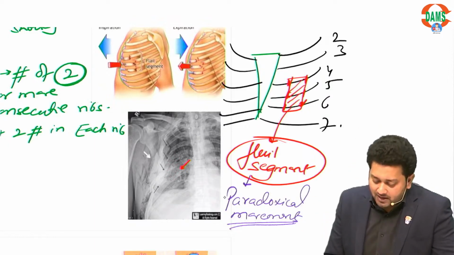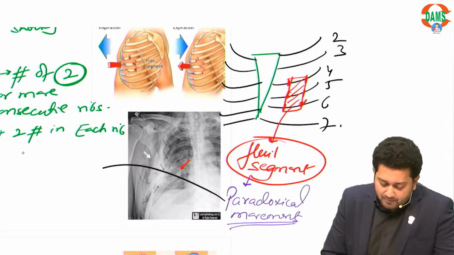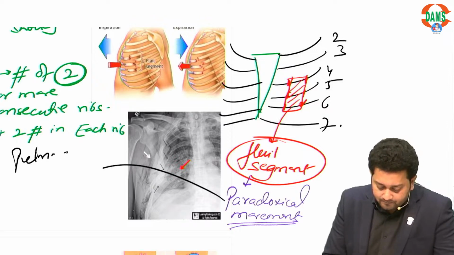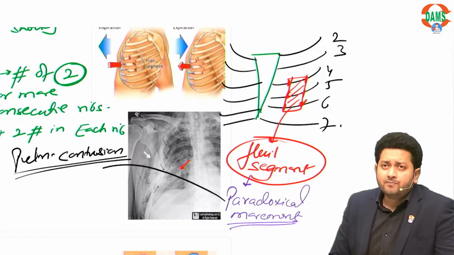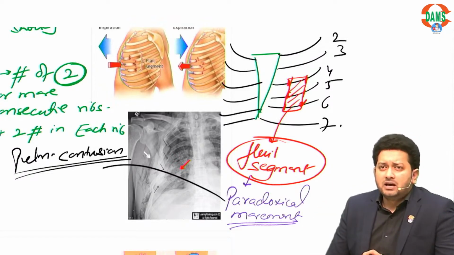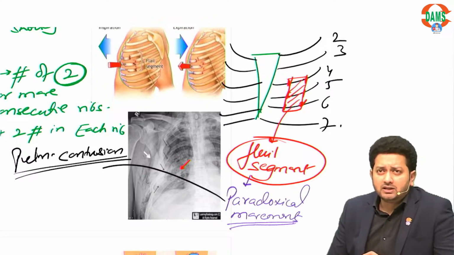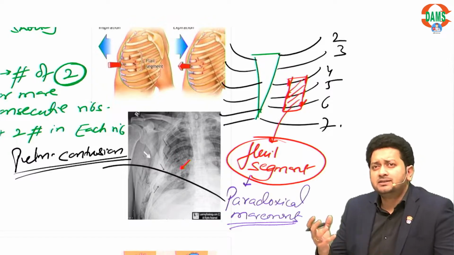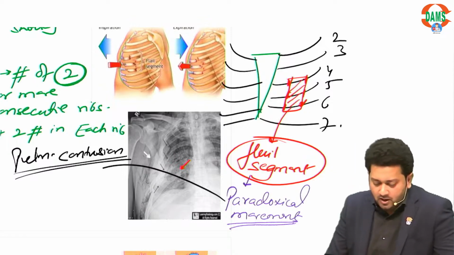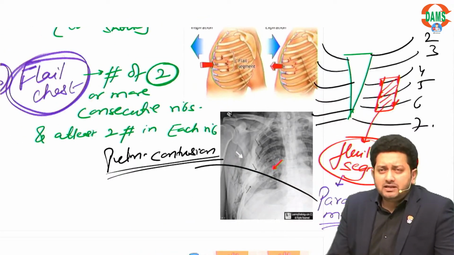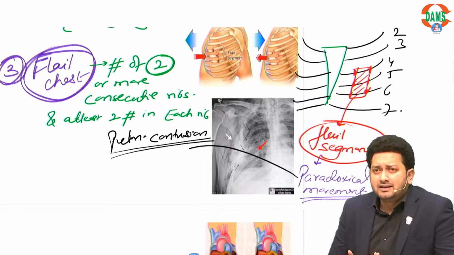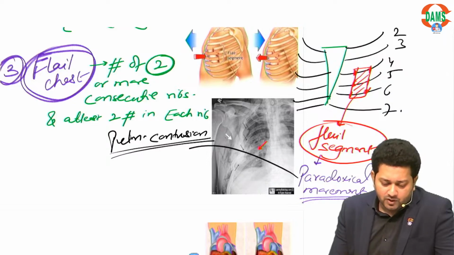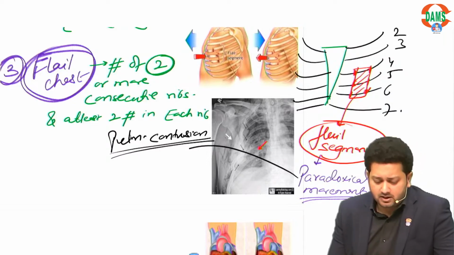Because of this paradoxical movement there will be pulmonary contusion. Pulmonary contusion means there is blunt injury to the lung. The bigger the segment, the bigger the part of the lung that gets involved. So that is the main problem in flail chest, or this traumatic case of flail chest. There is injury to the lung. So now we know what flail chest is by definition and what the main problem is because of the paradoxical movement. It is the lungs which are ultimately the main sufferer.